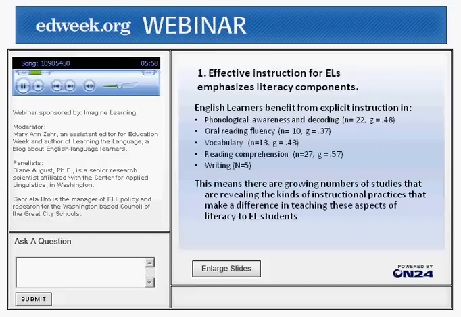So if you look, the first principle really is that effective instruction for English language learners emphasizes the key literacy components. And this is very similar to findings about research-based practices for native English speakers. And if you look across those components of literacy, you see that English learners benefit from explicit instruction in phonological awareness and decoding. Those N's refer to the number of experimental studies we located between 1980 and 2009.